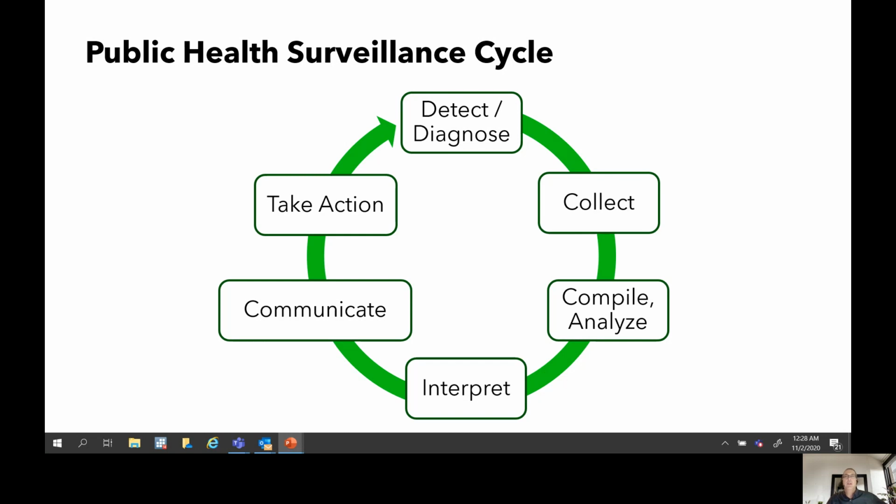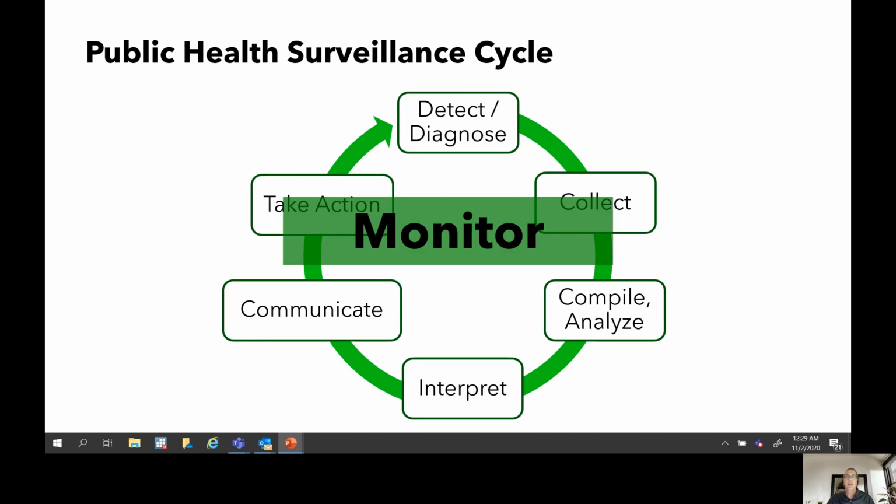So public health surveillance can be seen as a cycle where you're detecting, you're collecting information, compiling, analyzing data, interpreting it, communicating it to key stakeholders as well, and then taking action. And this is something that happens as the surveillance system is routinely collecting data in terms of how you respond to different types of events. And its real function is to monitor trends over time in a population, and then patterns geographically as well among different populations and subpopulations.